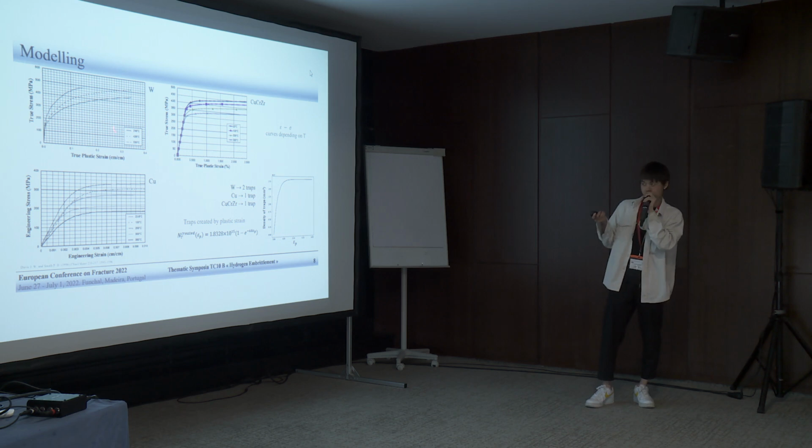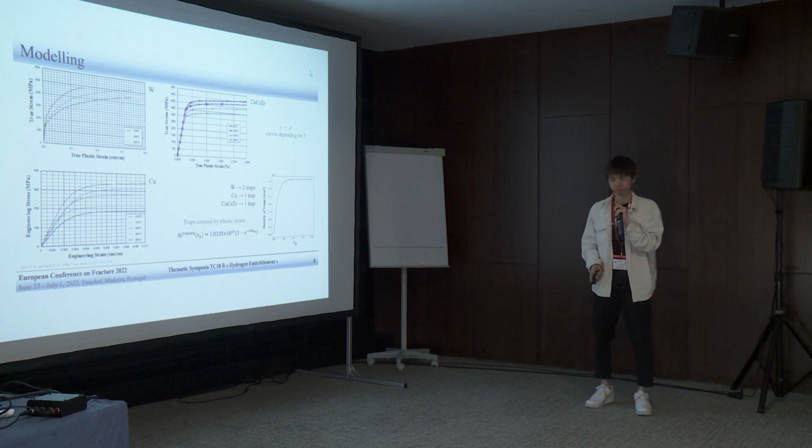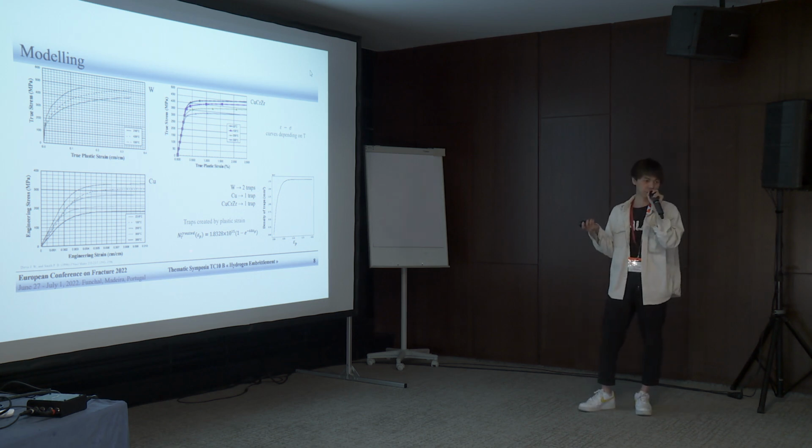The isotropic hardening curves have been identified from the literature and provided by ITER internal documents. And we assume that there were two kinds of traps in the tungsten, and a unique kind of trap in copper and copper chromium zirconium respectively. And especially we have proposed our own creation law for the dislocations with respect to the plastic strain according to the data from literature.